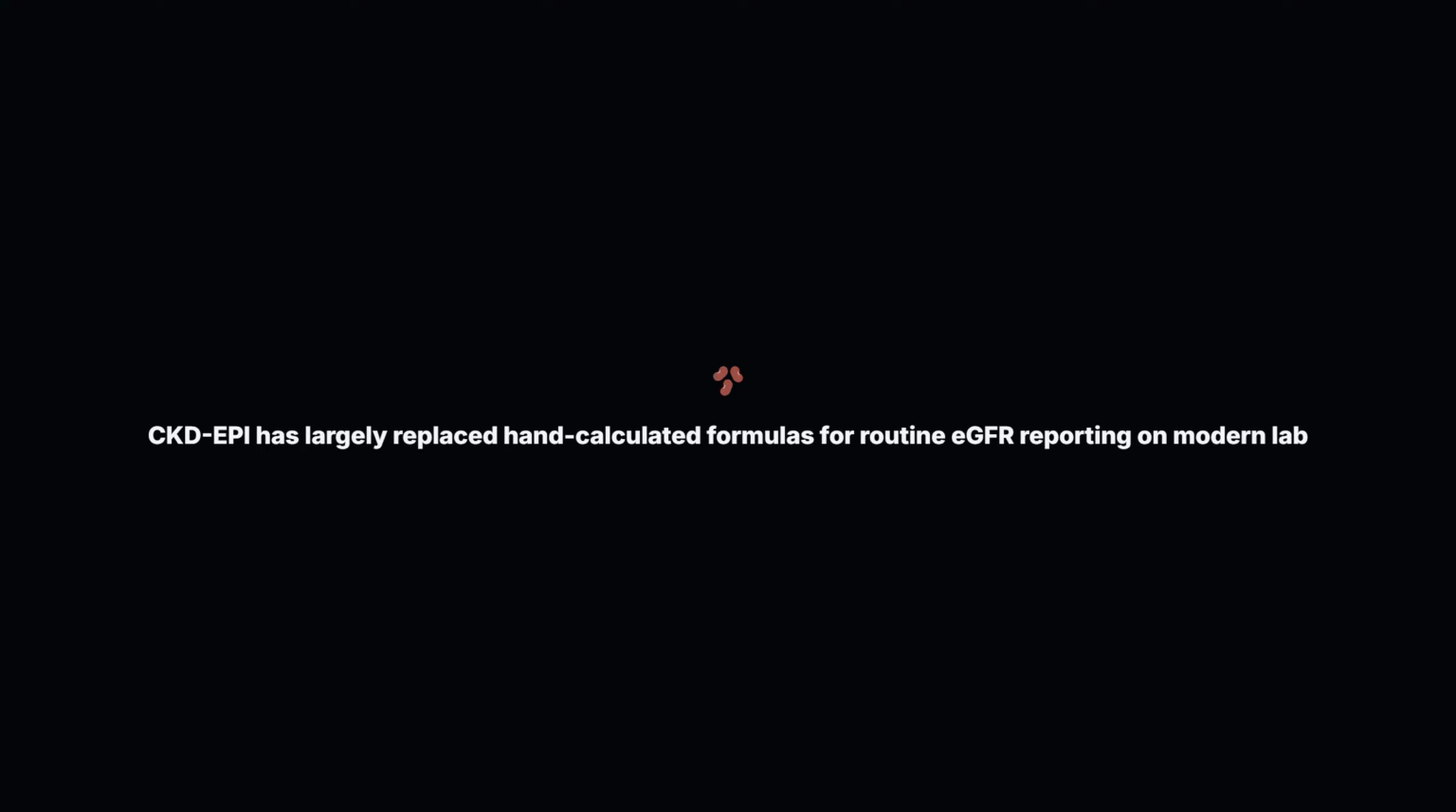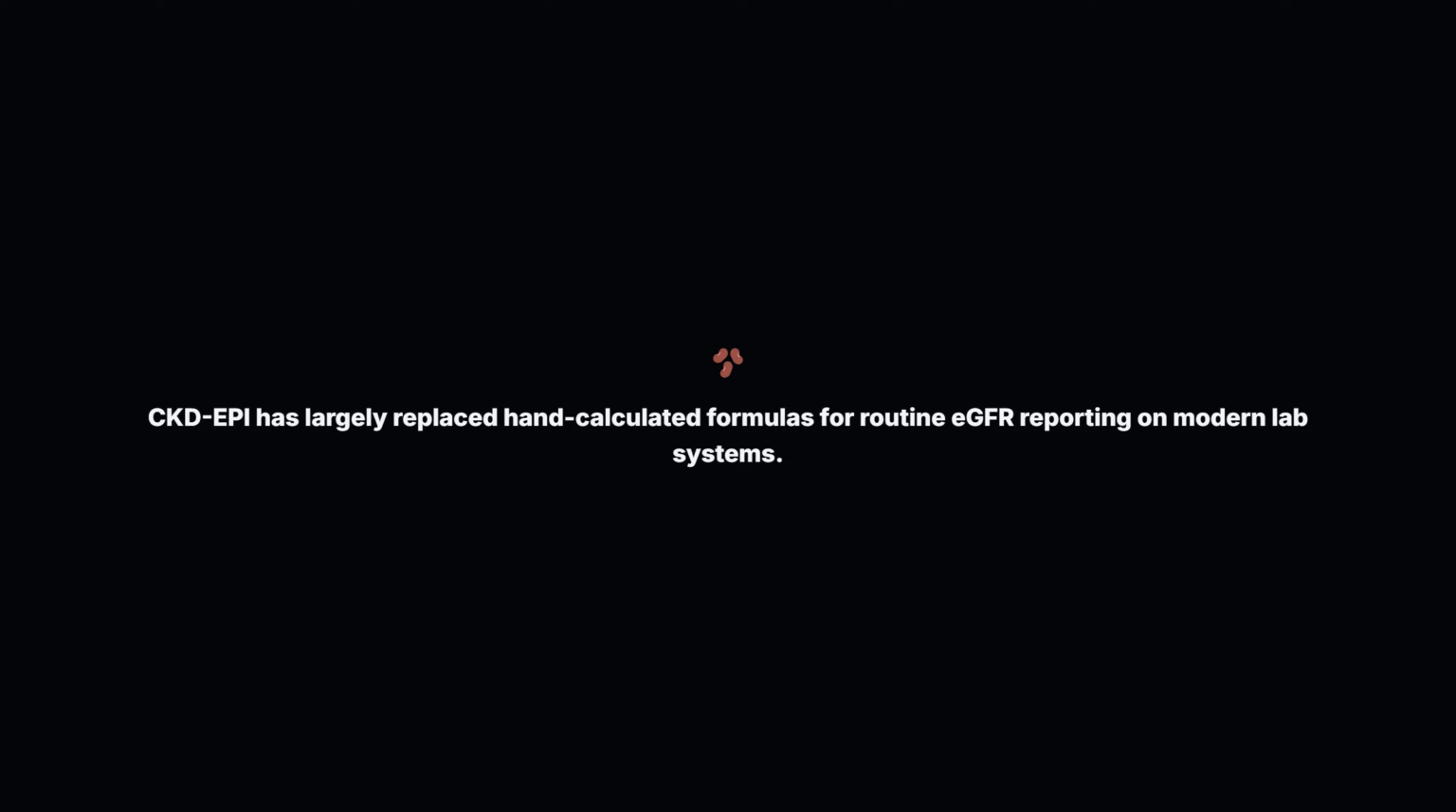Modern practice increasingly reports eGFR via the CKD-EPI equation instead, more complex, incorporating race-neutral coefficients and better accuracy across a wider range of kidney function, always software calculated rather than done by hand.